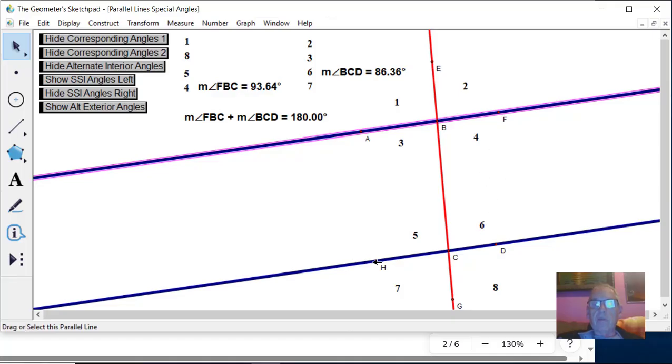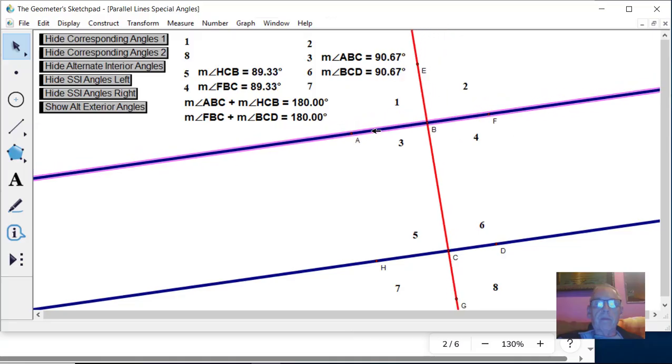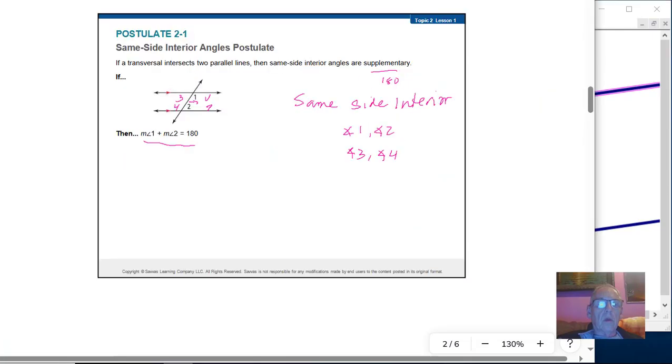4 and 6 are a pair of same side interior angles, and also 3 and 5 are a pair of same side interior angles. Okay, so if a transversal intersects two parallel lines, then same side interior angles are supplementary, which means they add to 180 degrees. Let's move on.